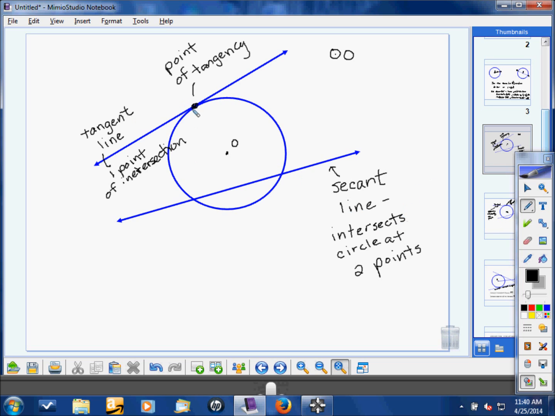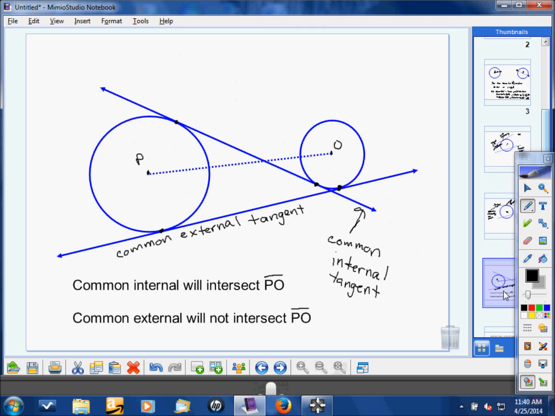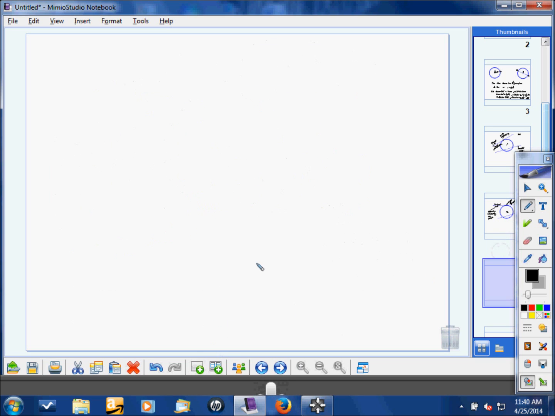Alright, so we've got the point of tangency where the tangent touches the circle. You've got the secant line. There's no special name for these 2 points, but it does hit it at 2 points. Or possibly a line might not intersect the circle. Okay, let me just double check and make sure I didn't miss anything. I want to redraw a brand new picture for that too, because I want you to see one thing at a time. So let's do a brand new picture.